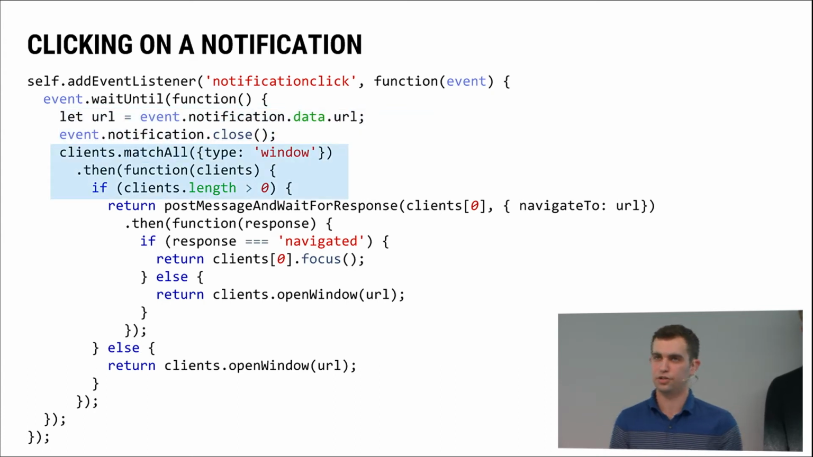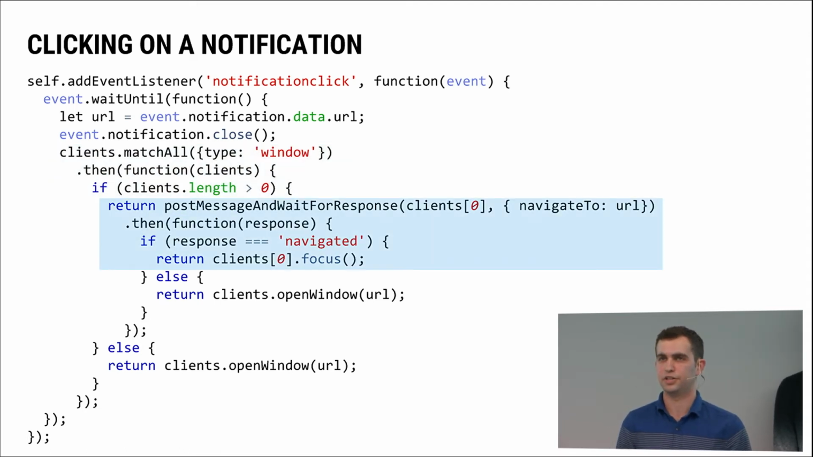Then we call clients.matchAll. This is for when somebody already has a tab of your website open. You don't want a different tab to open every time they click on a push notification from you. So you get the currently open tabs to minimize the number of different tabs that have to open from your site.